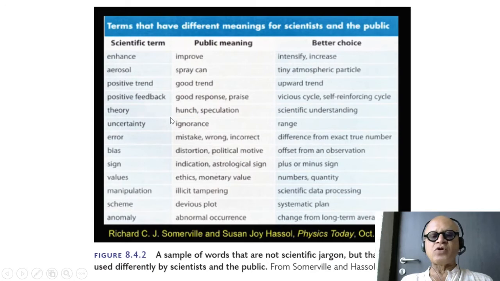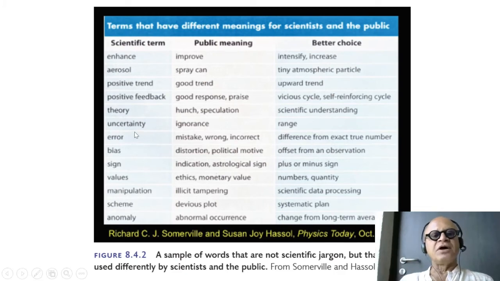So here is a sample of words from the book that are not scientific jargon, but they are used differently by scientists and the public. So the scientific term is enhance, the public might think it's improve, so a better choice would be intensify and increase. Aerosol, spray can. Positive trend can mean a good trend, whereas in our business, a positive trend of warming or worse water quality or sea level rise is actually bad news. But you could say upward trend, maybe it works better. Positive feedback I mentioned. Theory can mean hunch or speculation, whereas in our business that's something that has tested the hypothesis and made the transition to the theory.